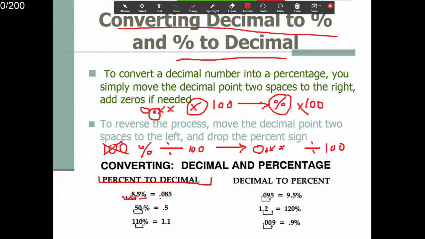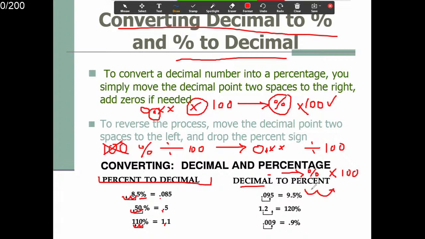50%, you go 1, 2, 0.5. 110%, 1, 2, so it's 1.1. Now decimal to percent. Point to a percent, you have to times by 100. Times 100, you're moving to the right now. 1, 2.